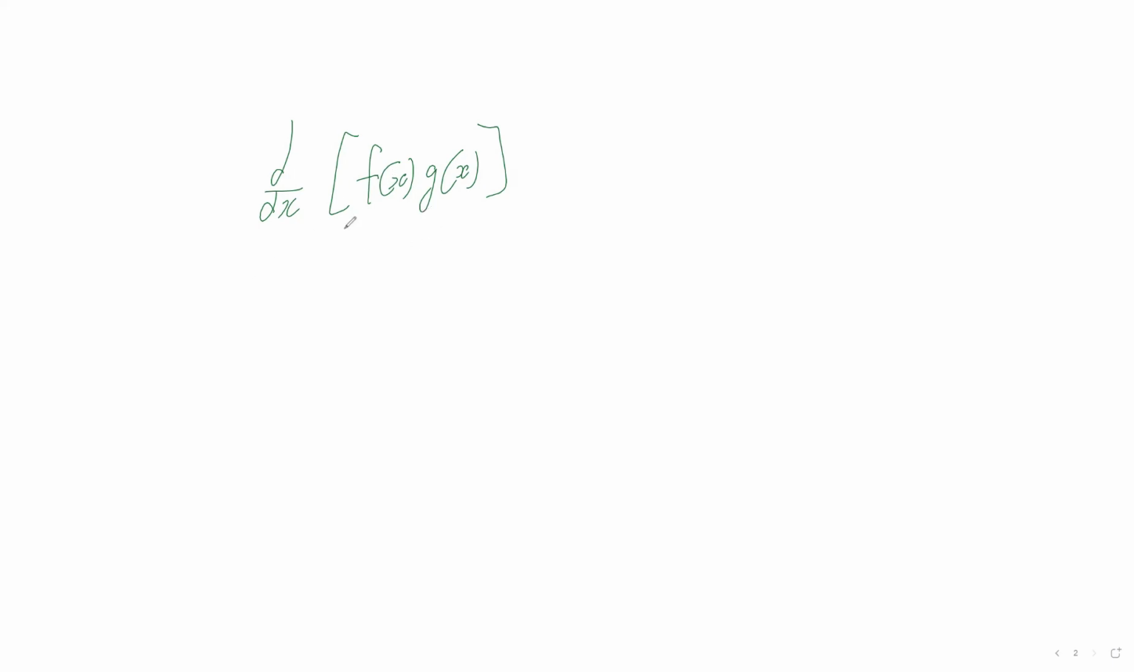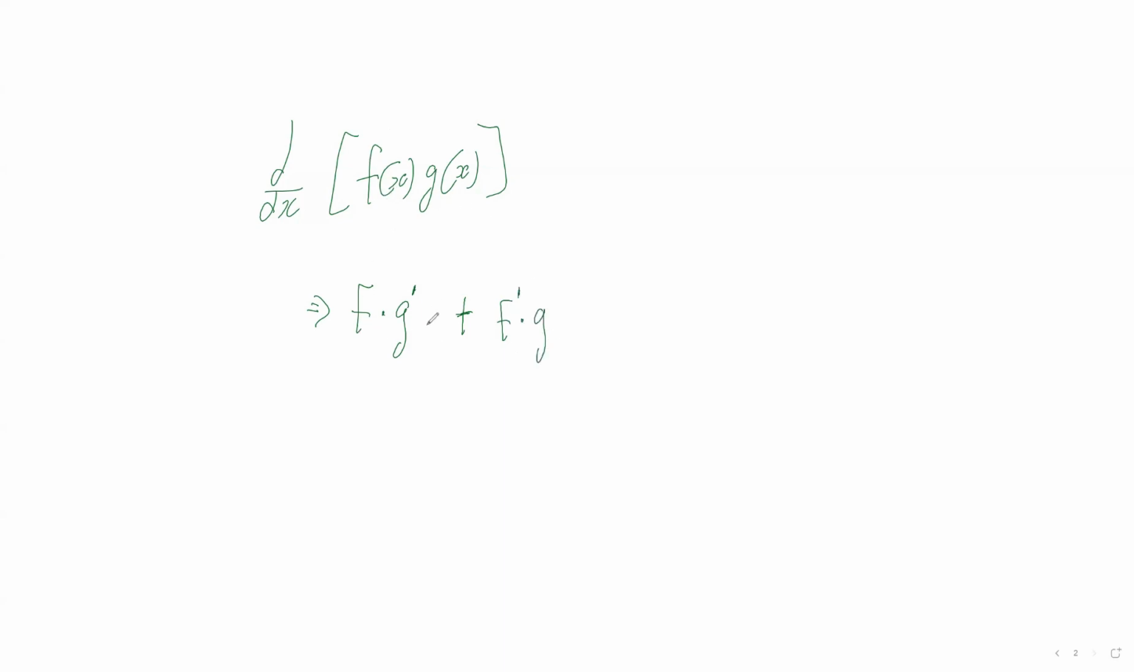So what you would do is first you hold the first function, right? So you say f, the function remains itself. Whatever this function is, you just write it back. So it's equal to f times the derivative of g of x, and then you plus the derivative of f of x times g of x.